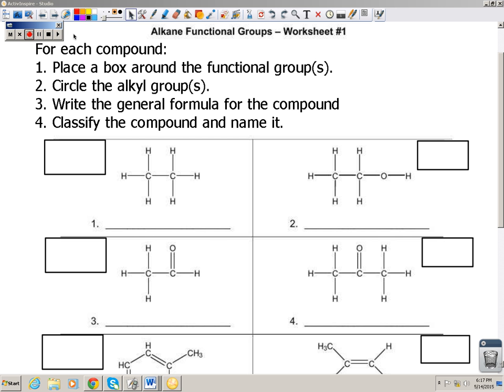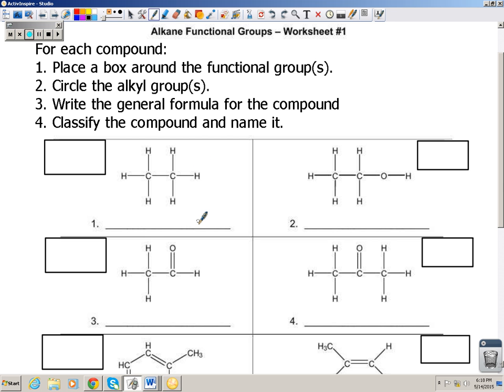So for each compound here, we want to practice what we learned about our functional groups. So I want you to, 1, place a box around the functional groups. 2, you'll then circle the alkyl groups. And then 3, write the general formula for the compound. Remember, this general formula is going to help you determine which classification the compound is. And then you can go and name it. It will be very, very helpful if you have the table chart, the chart of the material we went over yesterday.